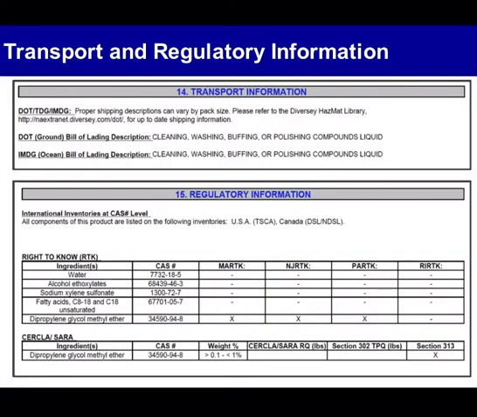Two sections include information on transportation and other regulations by the federal governments of the United States and Canada, as well as by states and provinces that have enacted additional regulations. The information in these sections is also available on the product package.